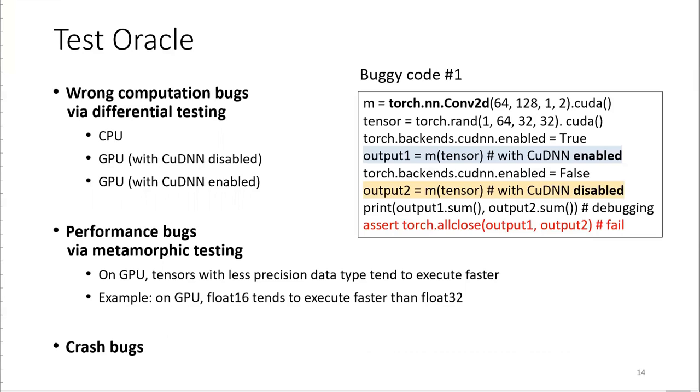For wrong computation bugs, here we show an example bug that FreeFuzz detected for the widely used conv2d API. By comparing the GPU results with cuDNN enabled against computation results with cuDNN disabled, we find that the results computed without cuDNN support is incorrect. This bug has been confirmed and fixed by PyTorch developers.